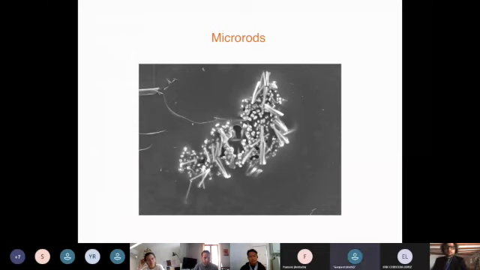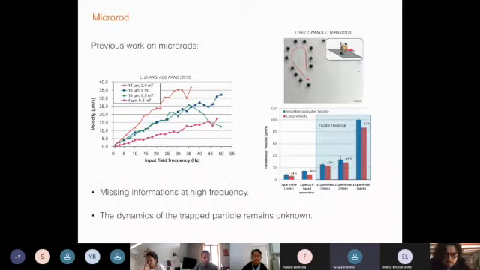So now, in the second part, I will talk about the experiment on microrods. Experiments on microrods have already been done. For example, people have looked at the velocity of the microrod as a function of the frequency of a rotating out-of-plane field, so a rotating field perpendicular to the surface, and they saw an increase of the velocity as a function of the driving field.